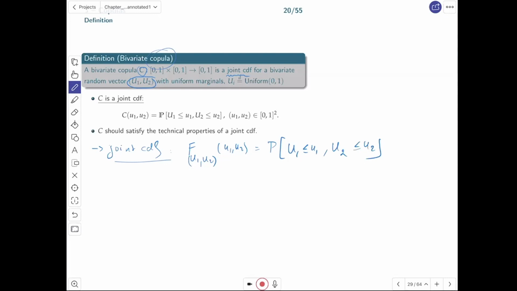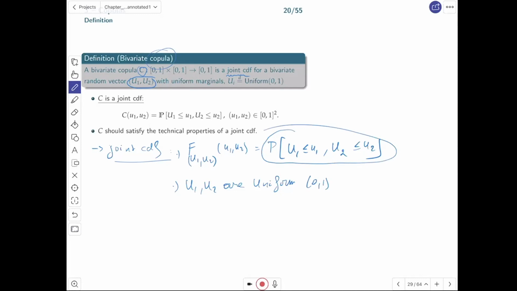Okay, and if you know that U1, U2 are uniform on (0,1), so they take values in the interval (0,1), then we know the distribution of U1, we know the distribution of U2. In order to calculate this probability, you need information on the dependence.